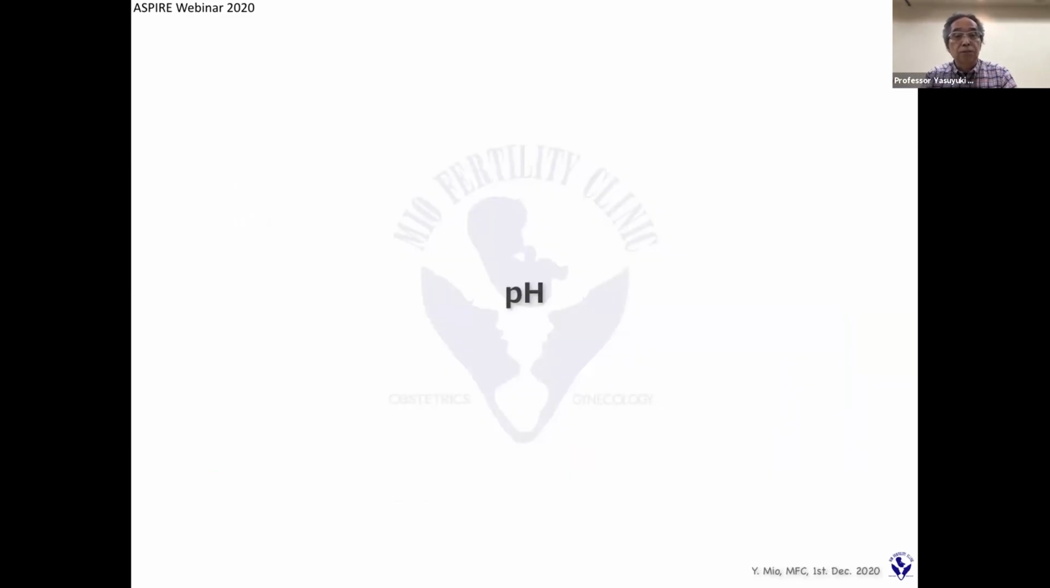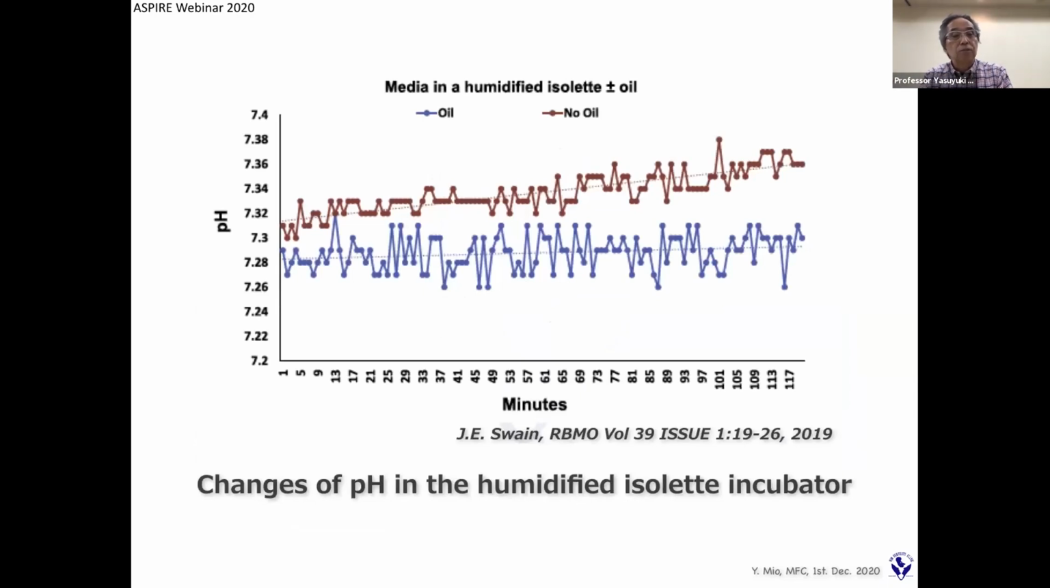How about pH in the culture media? As you know, it is essential to maintain optimal pH level during in vitro culture conditions. Swain reported on the change of pH in the culture medium with or without mineral oil. If you cover the medium by mineral oil, pH does not change for a long period of time. However, since pH in a culture medium without oil gradually increased over time, pH in a dry incubator may change steadily because of the evaporation of water from the culture medium.